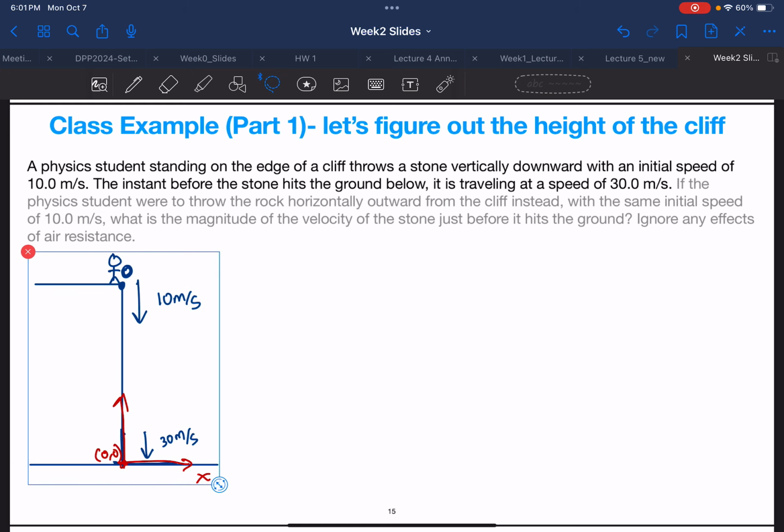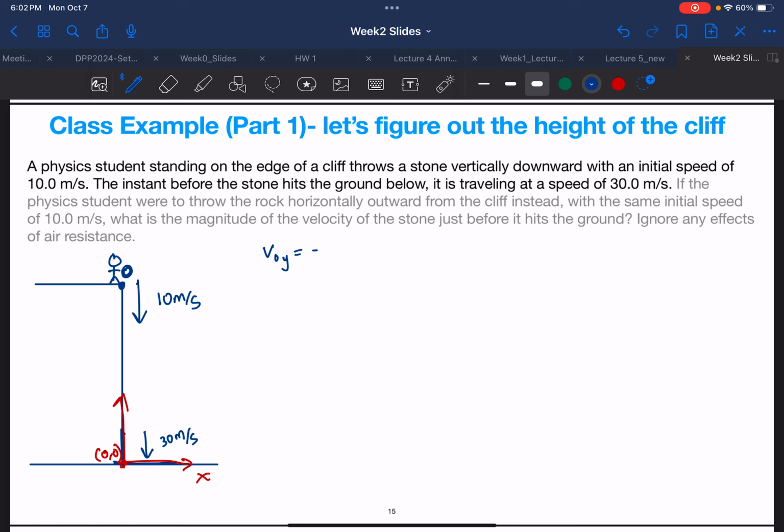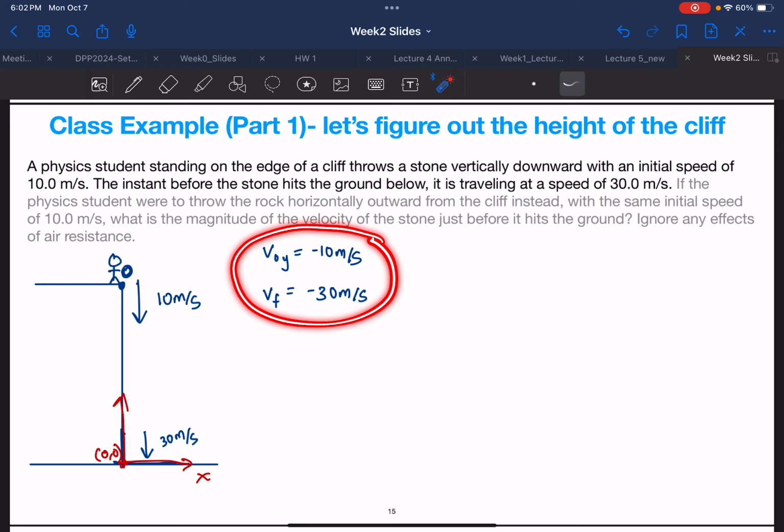So setting up the problem in the coordinate system that we stated in class, meaning x this way, y this way, and origin here, let's start by identifying v initial y is negative 10 meters per second. We know v final y is negative 30 meters per second because that was given. And notice that when I write these quantities in my coordinate system, I identify the fact that going downward is negative, so I need to call this a negative velocity and a negative velocity.